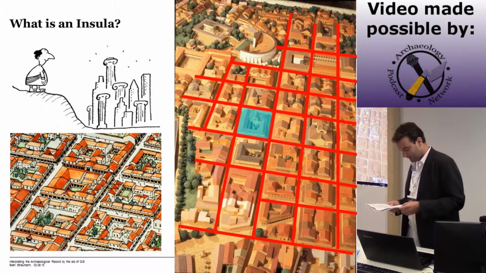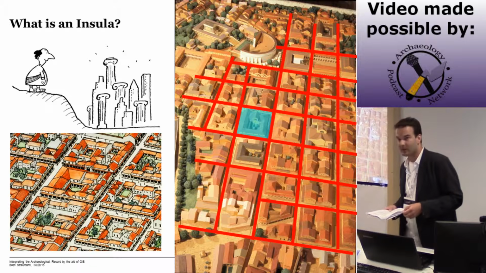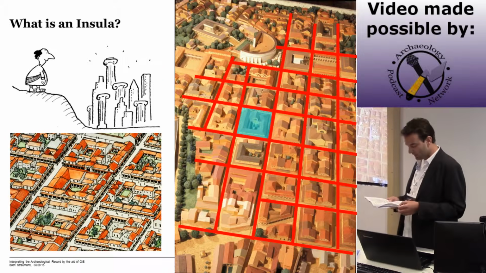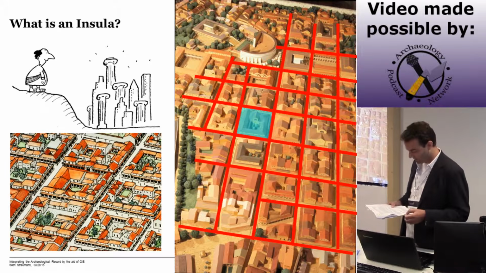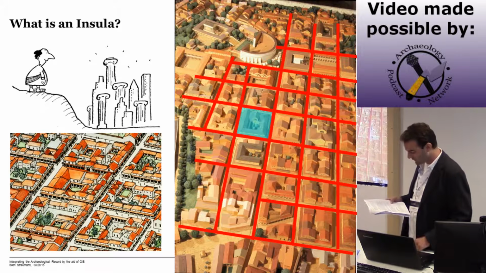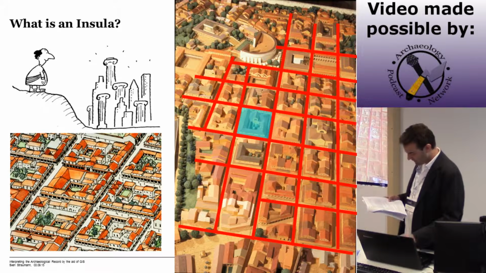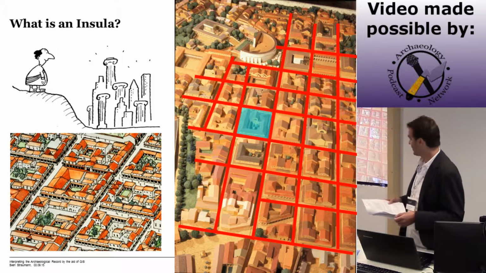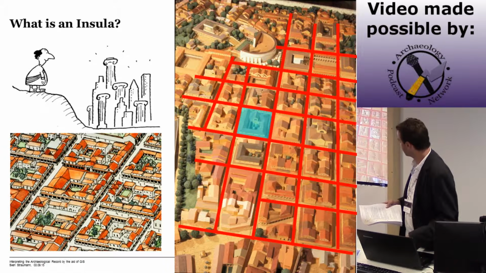Before we turn to the project itself, a brief clarification of terminology. The term insula is generally used to mean a block of houses enclosed by a street grid. It may consist of several independent housing units. In the case of Insula 30, the block measures 60 by 50 meters.